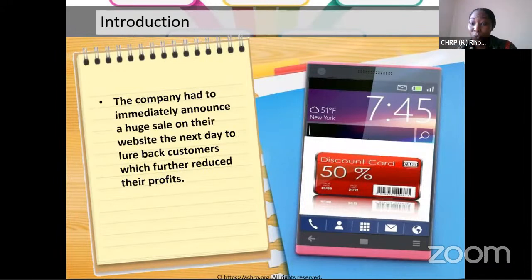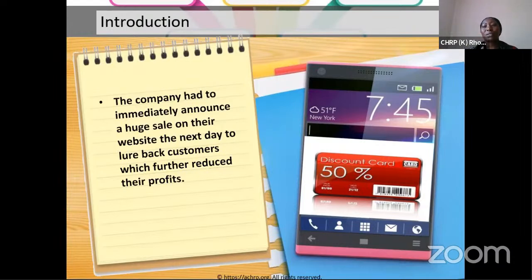So what did the company do? Like what we normally see, most of the merchandise or even what is happening in the websites. The company had to immediately announce a huge sale on their website to return the customers the next day, to lure back customers with further reduced profit. This is where we say half of the items or all our items are on 50% discount sales.